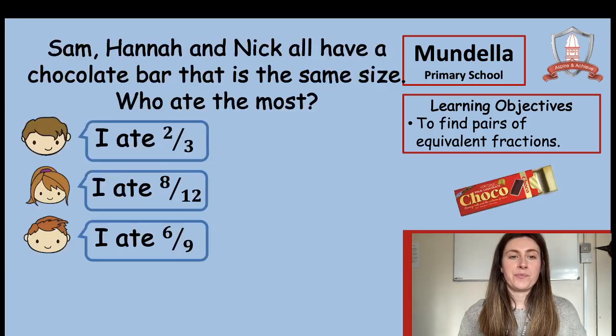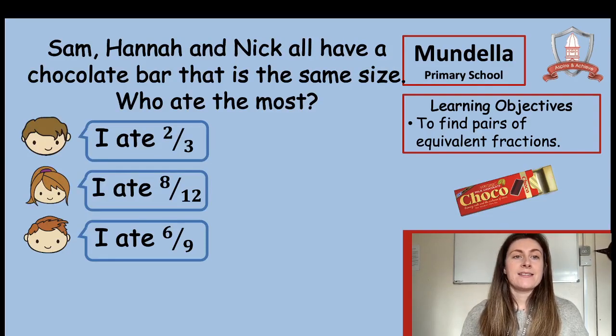Okay, let's move on. I've got a problem for us to solve here. Sam, Hannah and Nick all have a chocolate bar that is the same size. Who ate the most? So Sam ate 2/3, Hannah ate 8/12, and Nick ate 6/9. Now, how could I use what we've learnt today to work this out?